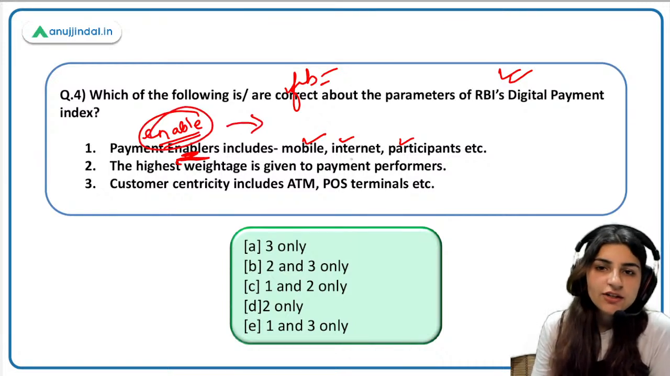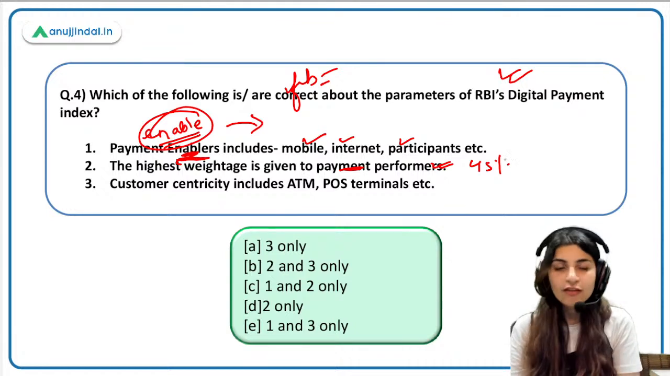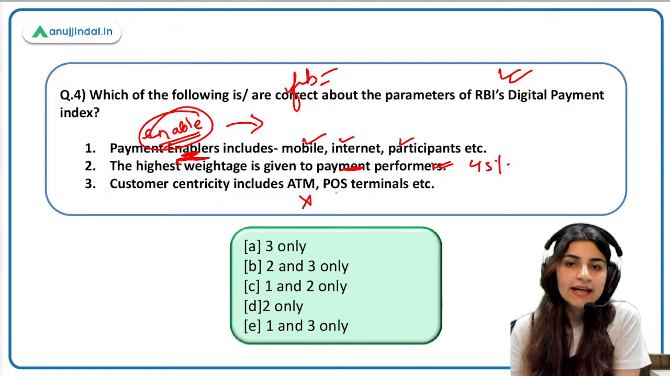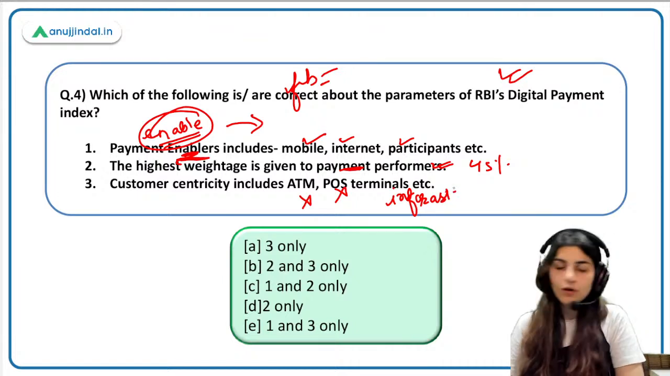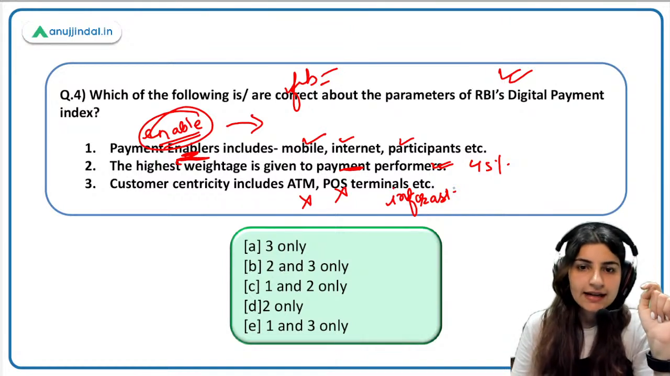The highest weightage is given to payment performance. This is correct. 45%. Yes, 45%. Consumer centricity includes ATM, POS. No, this is infrastructure. These come under payment infrastructure, not in consumer centricity. So the last statement is incorrect here. The correct statements will be 1 and 2. Option C is the right answer.